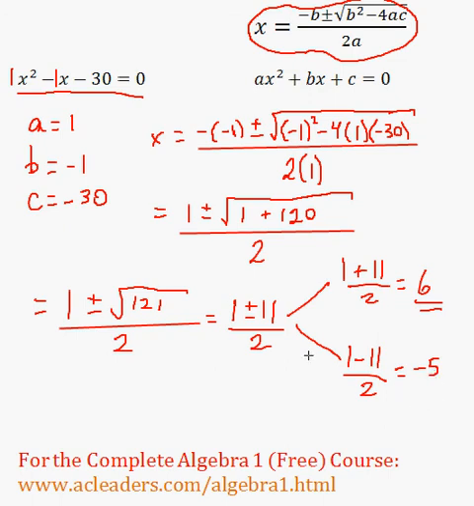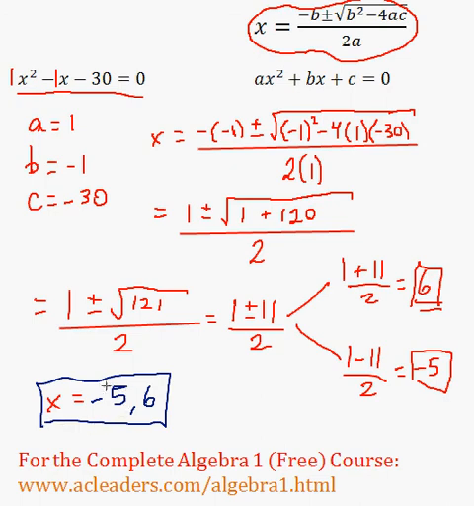Okay, so here are our two answers, 6 and negative 5. So x is equal to negative 5 and 6. And at this point, of course, we're done.